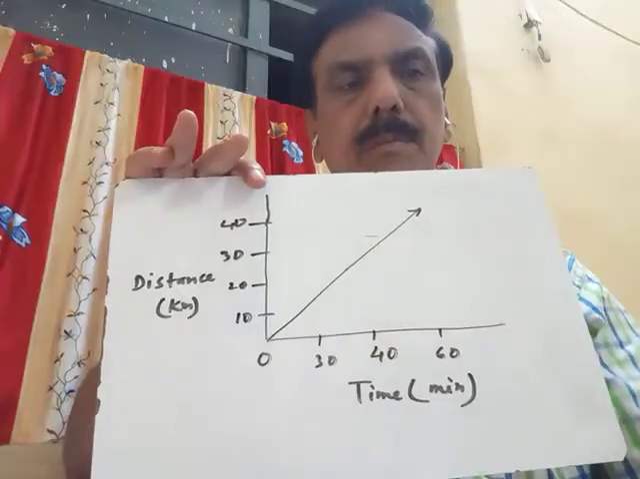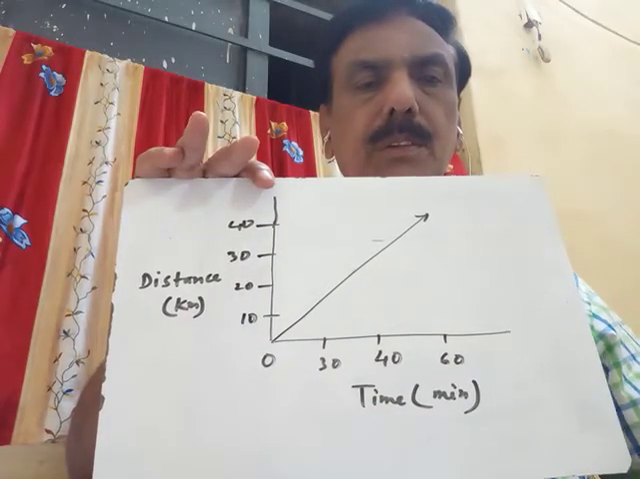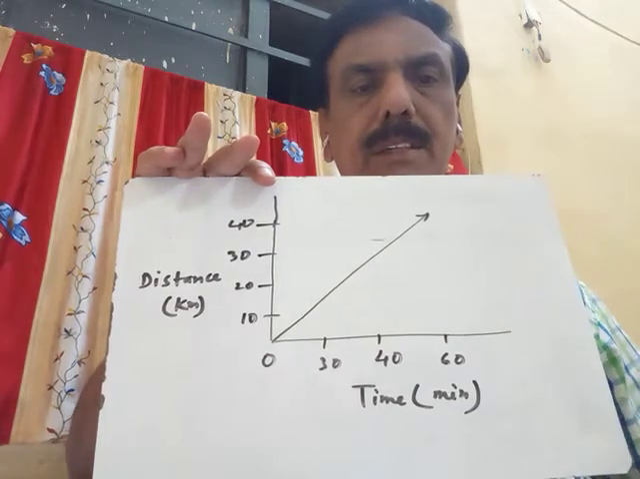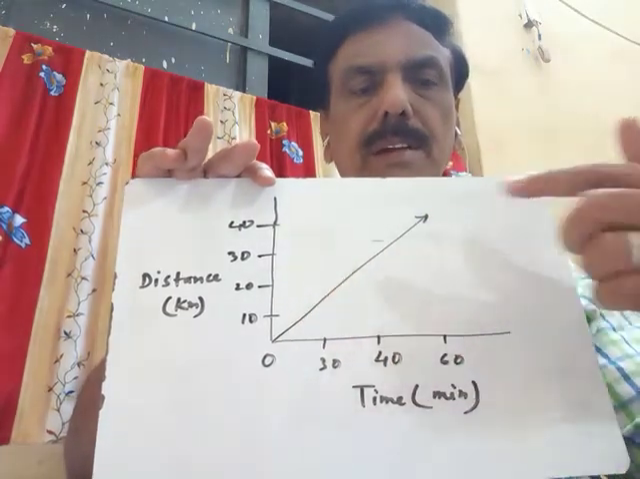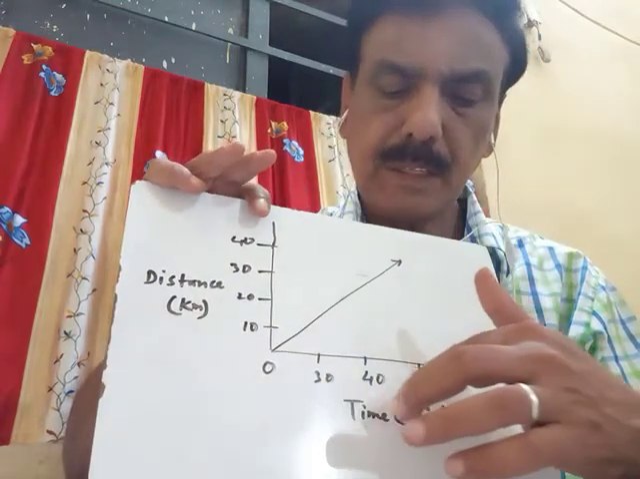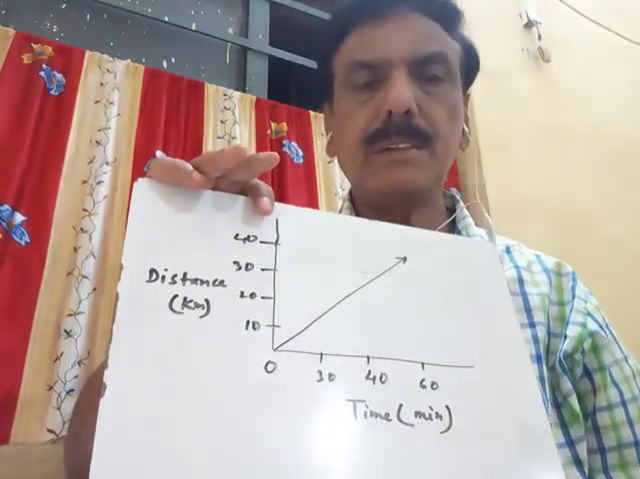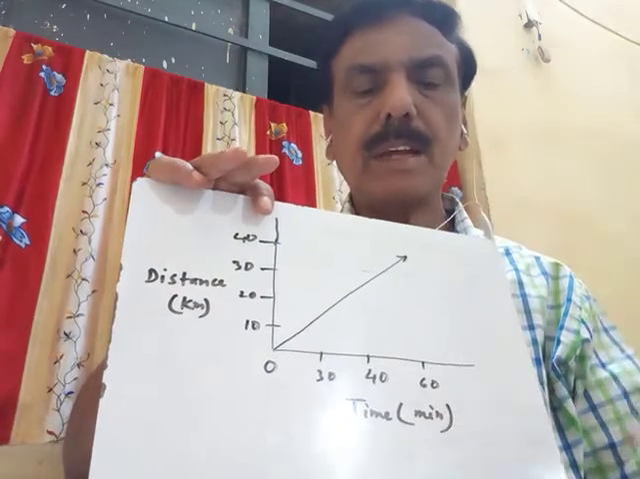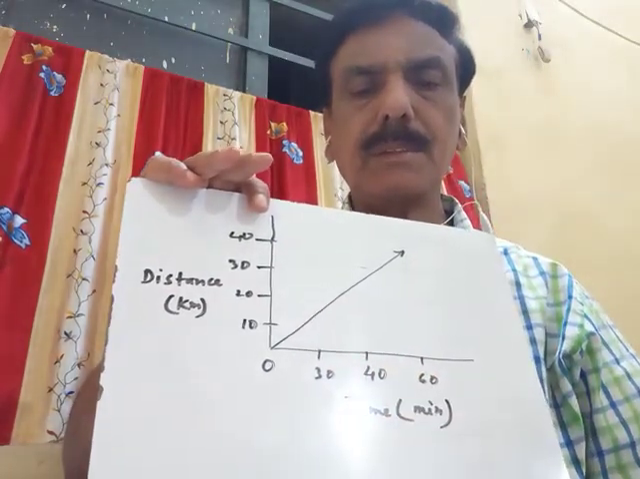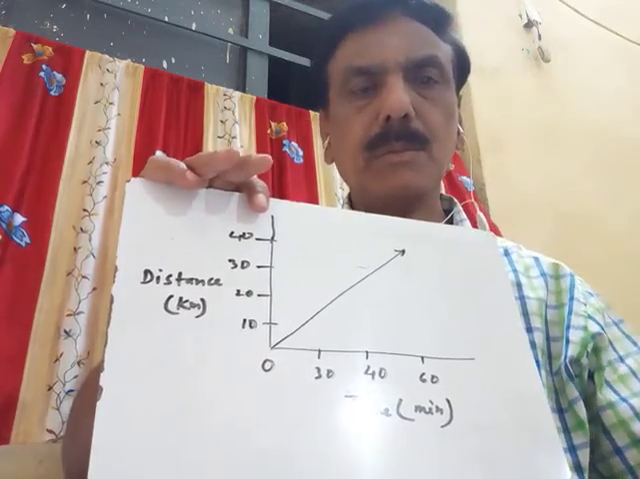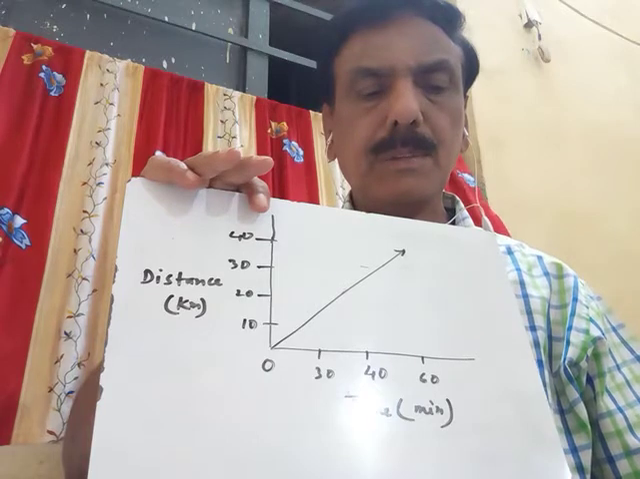So, a body moving with uniform motion will have a straight line graph. How does it look? I am showing you. See, this is a body moving with uniform speed. The graph is a straight line. The time axis is the x-axis and the distance is the y-axis here. So it is a straight line graph. These straight line graphs indicate that the body is moving with uniform speed.